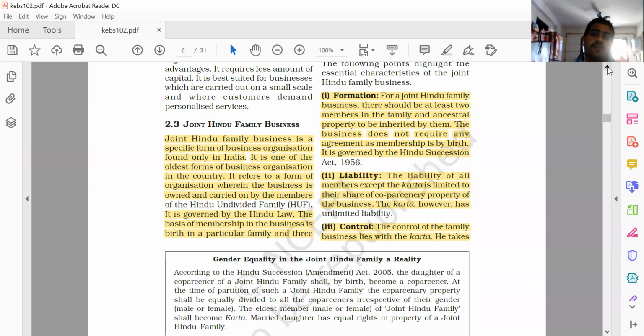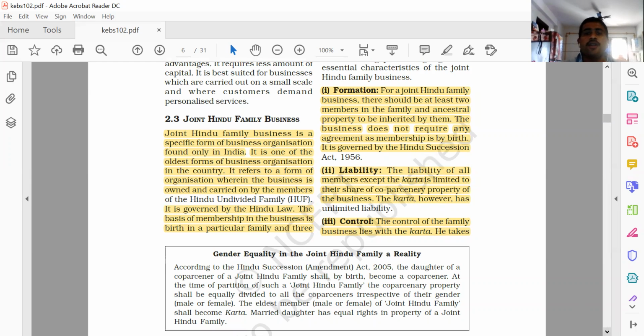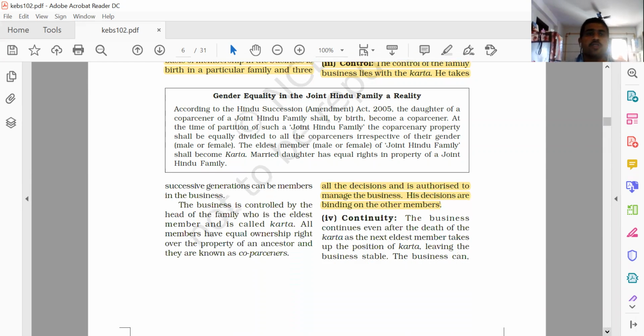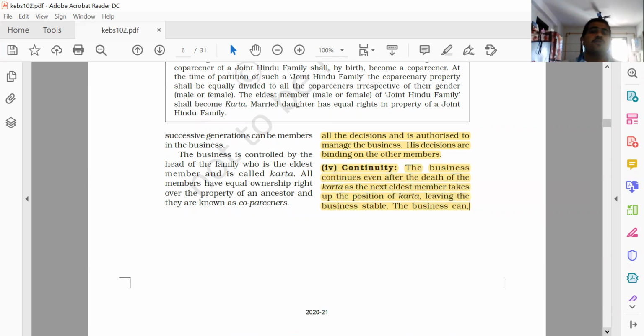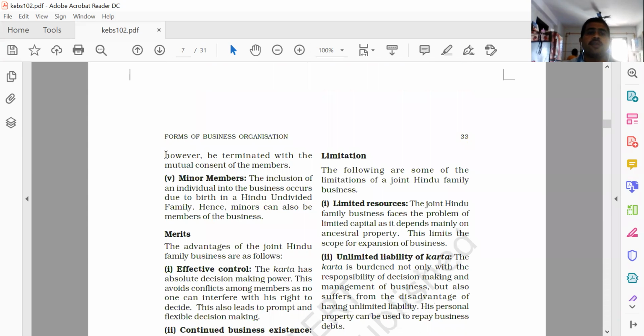फॉर्मेशन प्रोसेस हमने पढ़ा. लायबिलिटी कंट्रोल. नेक्स्ट है कंटिन्यूटी. ये बिजनेस क्या लंबे समय तक चलता है. सोल प्रोप्राइटरशिप में तो पता है ना, एक डेथ हो जाता है, कुछ भी प्रॉब्लम आता है तो बिजनेस बंद. लेकिन यहाँ ऐसा नहीं है. The business continues even after the death of the कर्ता, as the next eldest member takes up the position, leaving the business stable. Business तो वही रहता है, कुछ फर्क नहीं पड़ता है उसको. However, it terminates with the mutual consent of the members. वो चाहिए तो अपने हिसाब से दूसरे को डिसॉल्व सकते हैं.